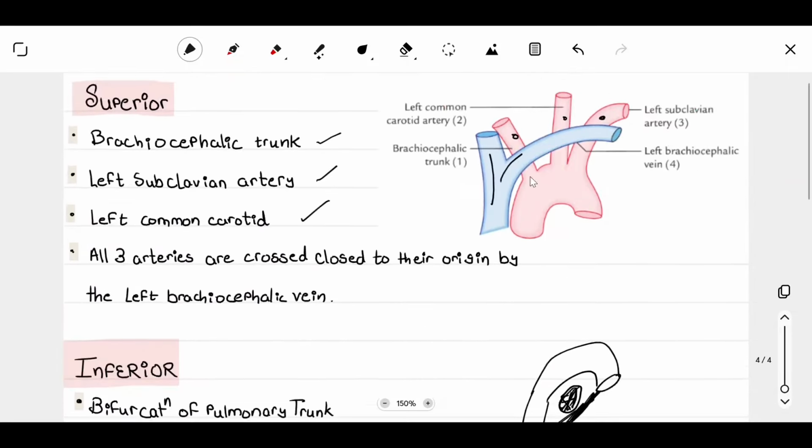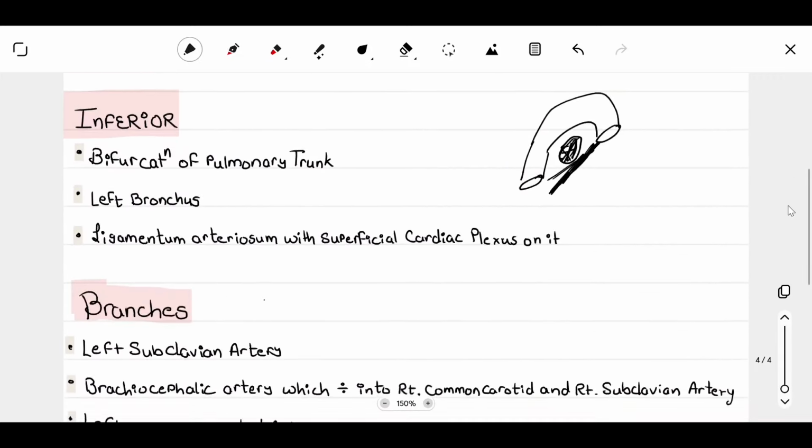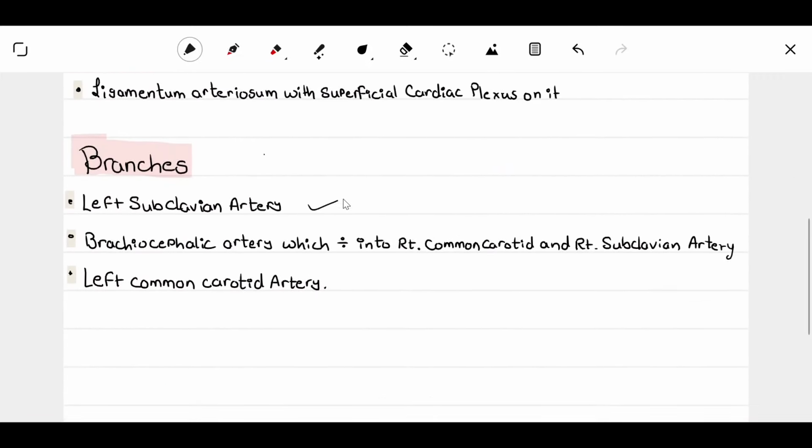Branches are nothing but all these three structures which also form the superior relations, which are left subclavian artery, brachiocephalic artery, which is divided into right common carotid and right subclavian artery, and left common carotid artery. That concludes our video on arch of aorta.